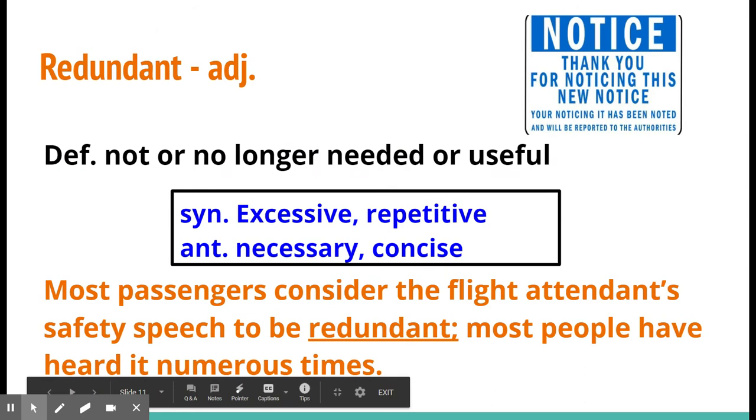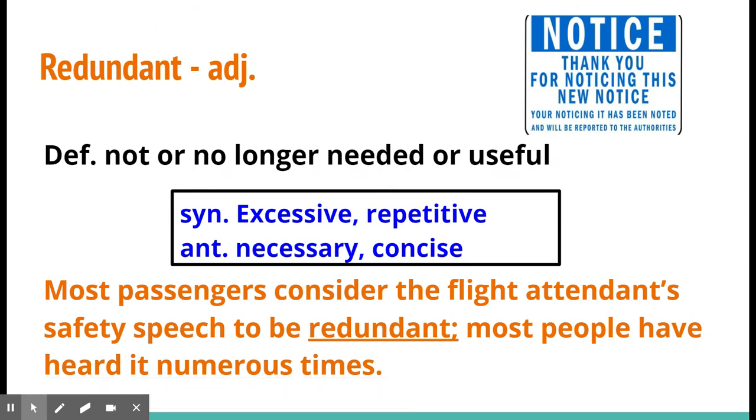Redundant. Redundant is an adjective. Remember that adjectives describe nouns and pronouns. It's a descriptive word that means not or no longer needed or useful. So if something is no longer needed or necessary, you can say that it's redundant. Maybe your parents are saying the same thing over and over, and so it's become redundant. It's no longer needed or useful.